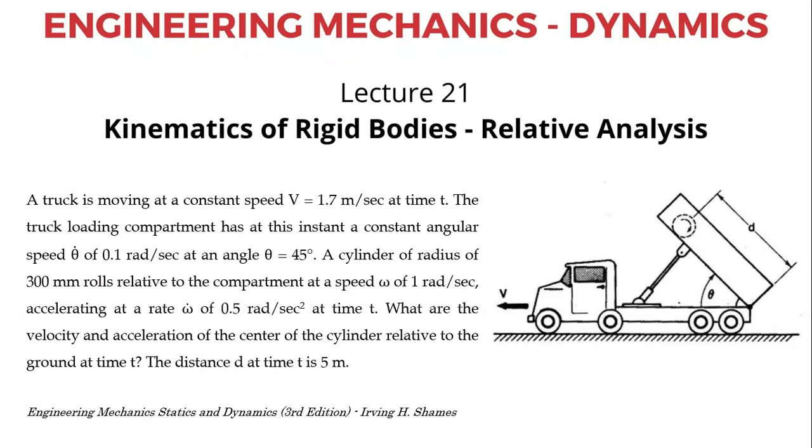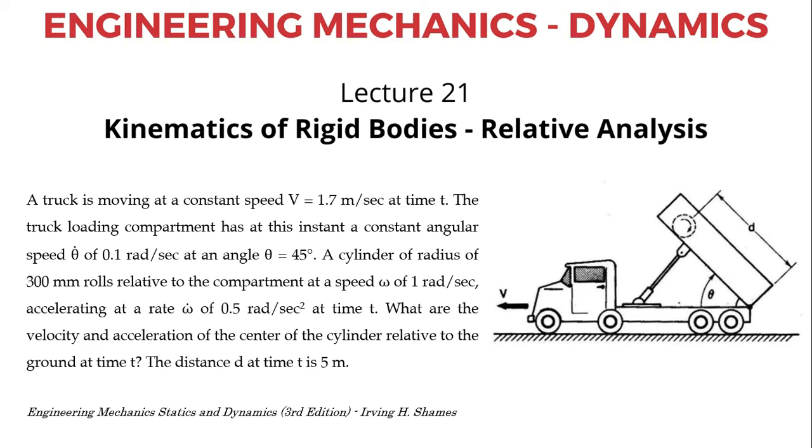Moving on to the next question. A truck is moving at a constant speed v equals 1.7 meter per second at time t. The truck loading compartment has at this instant a constant angular speed theta dot of 0.1 radians per second at an angle theta equals 45 degrees.